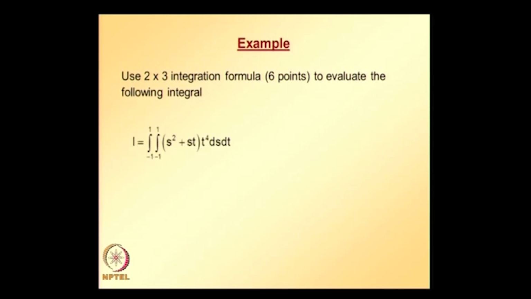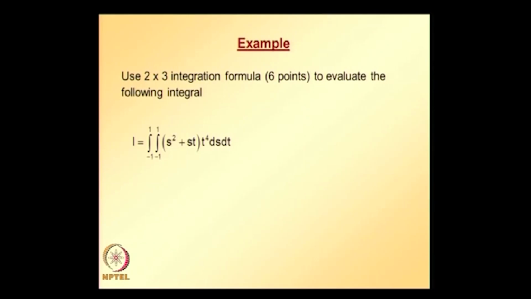It is suggested to use 2 points along the s direction and 3 points along the t direction to evaluate this integral. Let us check whether this leads to the exact solution or not. The highest order of the integrand along the s direction is 2, so 2n minus 1 is equal to 2, so n is equal to 1.5, and we need to round it off to the higher side, 2.